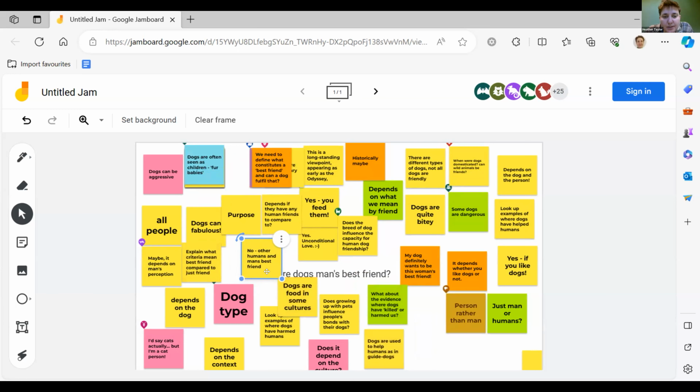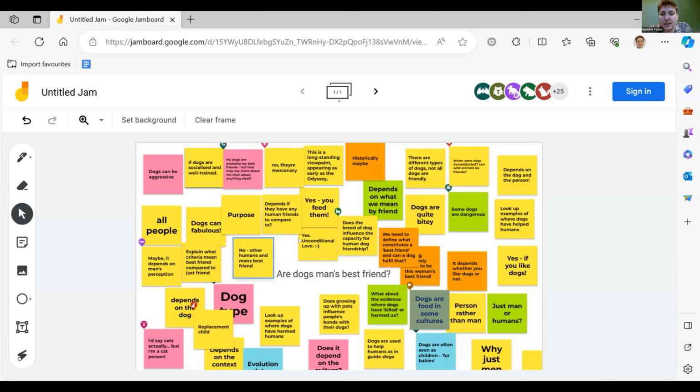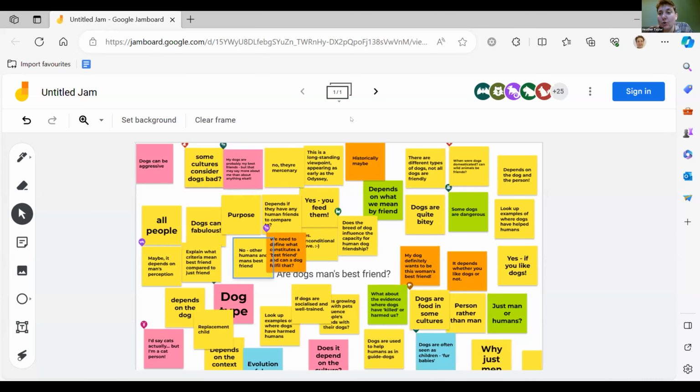So no, other humans, I think that's R. No, other humans are man's best friend. So does anybody have a critical assertion in relation to that particular point? Because there's so much going on the board now, it's probably better to put that in the chat or to audibly say it. So yeah, any sort of critical viewpoint on no, other humans are man's best friend. Has anyone got anything in response to that?